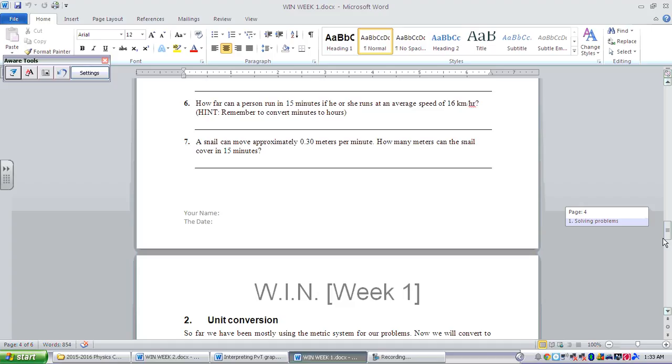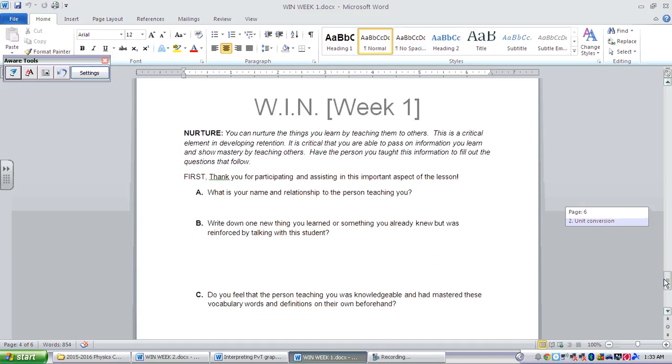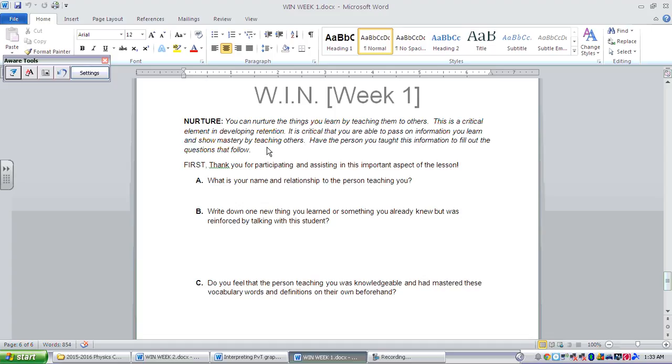Okay, the last thing that I noticed on the homework that needs to be cleaned up for the second week is here. If you read this, the nurture part, it needs to be another person that you teach this information to. So let's say you've completed your WIN form. All you have to do is pick a person. It doesn't have to be someone you're related to, but you pick somebody. Let's say it's your mom. You would explain to them whatever you learned by doing this worksheet, and then they would fill out these 3 sections right here for you. You don't fill it out for them. It should be the other person, whoever you taught it to, filling out A, B, and C of this last part. Okay?